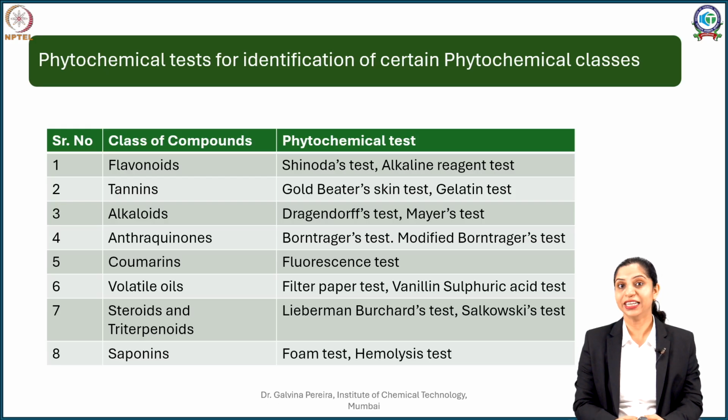Similarly, whenever they were treated with alkali, you got what is called the alkaline reagent test, which gave a nice vivid yellow coloration with flavonoids.